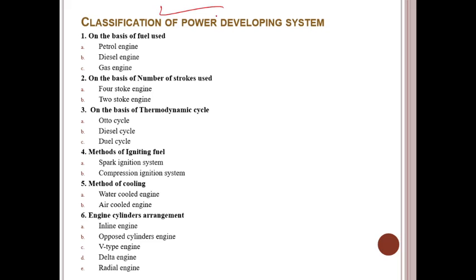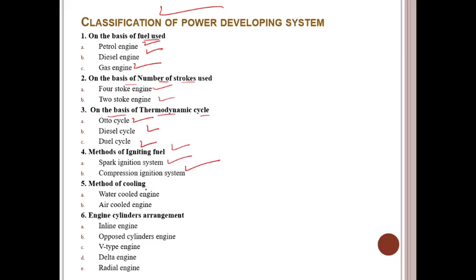Now the classification of power developing systems, guys. On the basis of the fuel used: petrol engine, diesel engine, gas engines. On the basis of the number of strokes: four-stroke engines, two-stroke engines. On the basis of thermodynamic cycle: Otto cycle, diesel cycle, Dual cycle. Then method of ignition: spark ignition system, compression ignition system.